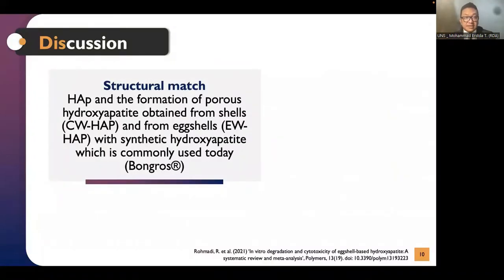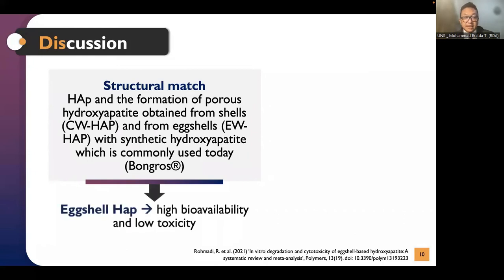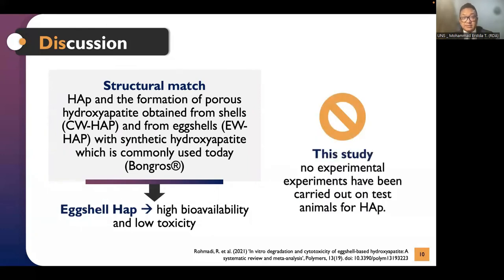For the structural match, hydroxyapatite and the formation of porous hydroxyapatite obtained from shell and from egg shell is compared with synthetic hydroxyapatite, which is commonly used today, which is Bone Rust. The egg shell hydroxyapatite has high bioavailability and low toxicity. And from this study, no experiment has been carried out on test animals for the hydroxyapatite from clam shell waste.